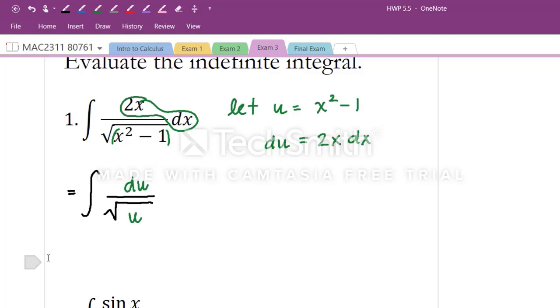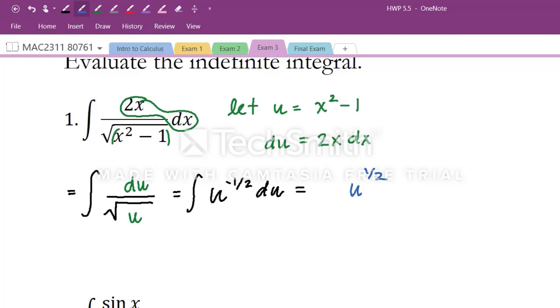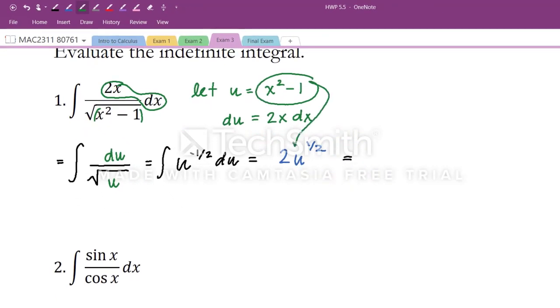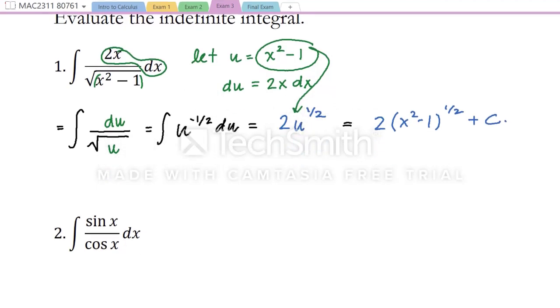So when you transform the integral, you might even rewrite it as u to the minus half du before performing the antiderivative, which is bump it up a power and divide, right? So u to the minus half becomes u to the positive half. Multiply it by 2. And then the very last step is to return to x where we came from. This thing has to go inside there. So the antiderivative is really 2 times x squared minus 1 to the positive half plus c. Okay. Any questions on the basic example?